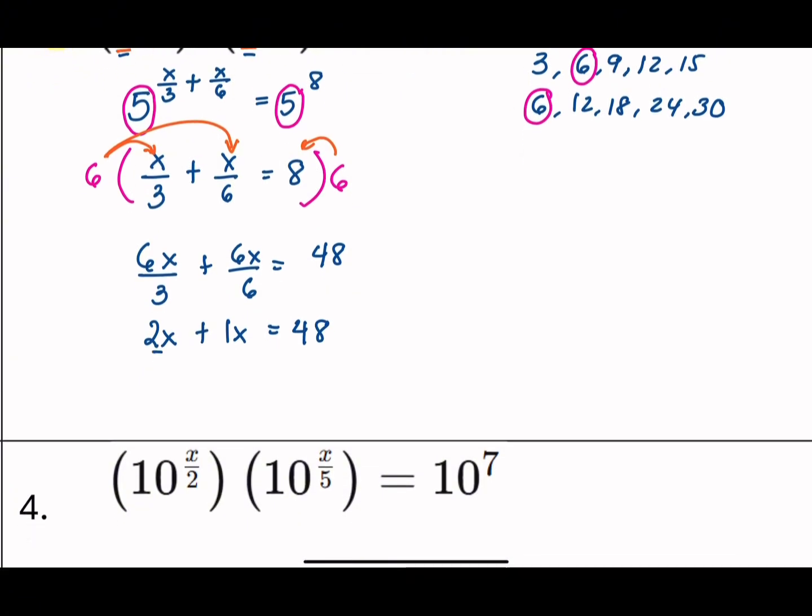Now I can combine 2x plus 1x is 3x is equal to 48. Divide both sides by 3 to cancel this. So our final answer is x equals 48 divided by 3, which is 16.